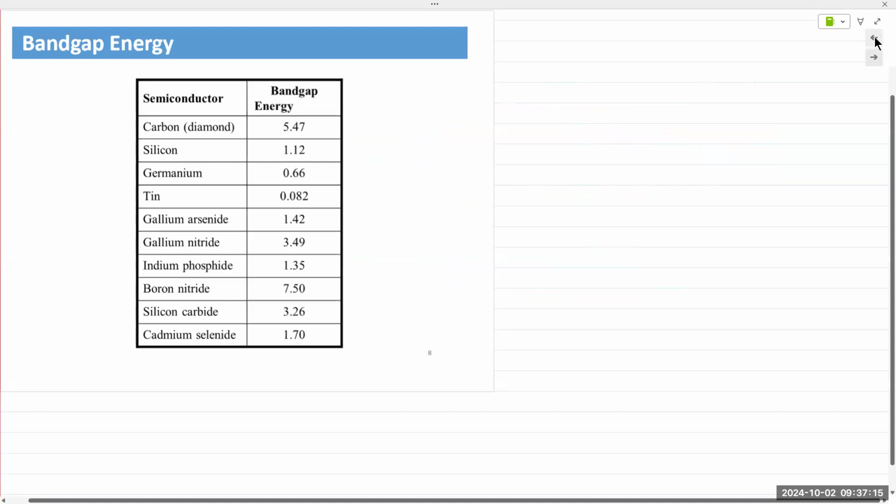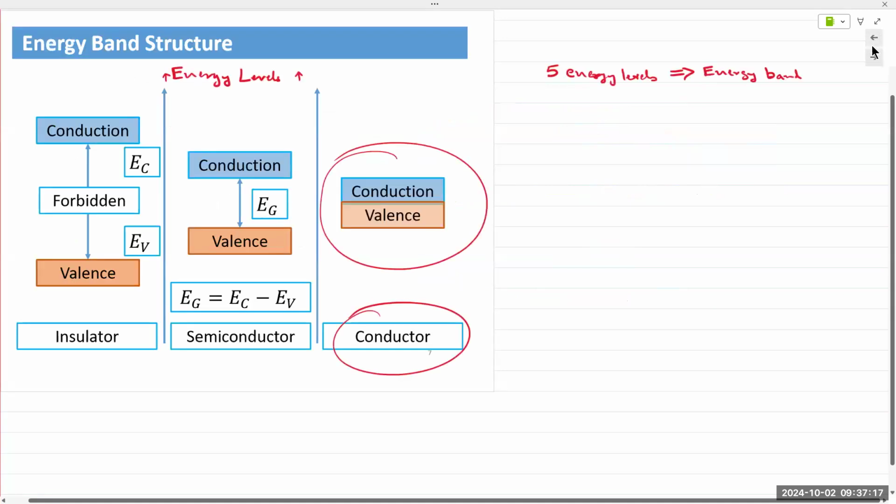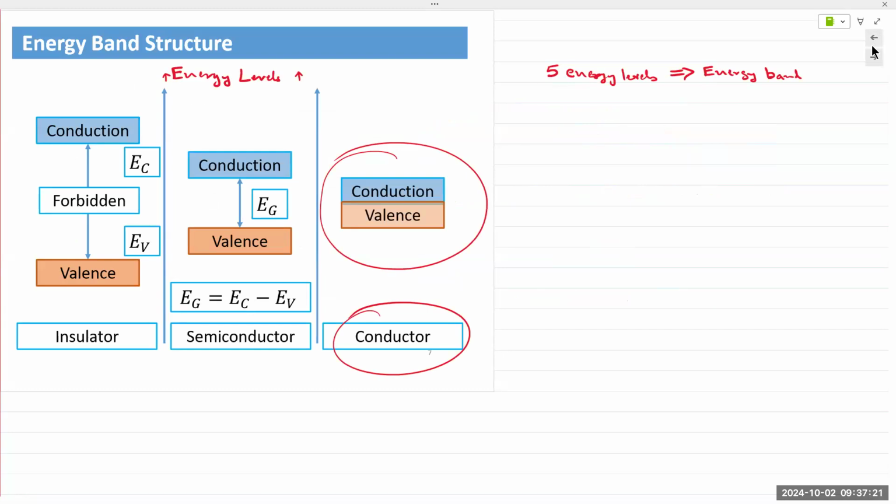Okay, a couple of slides. But conduction essentially means that the electrons have broken the covalent bond and they now have acquired sufficient energy that they can freely move around the lattice, and so they're free to conduct electricity.